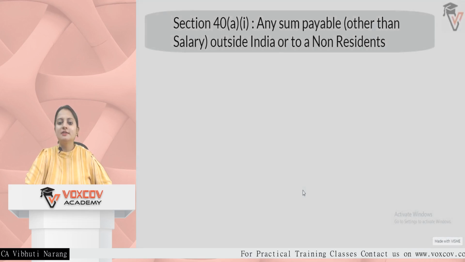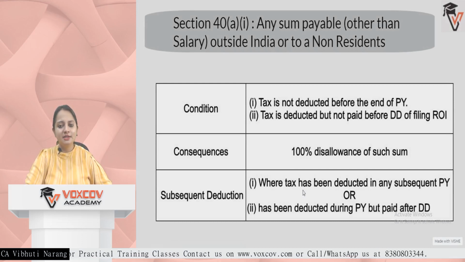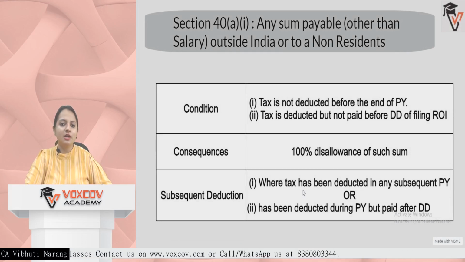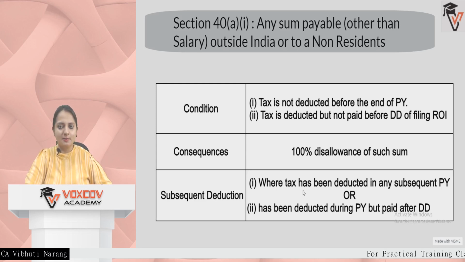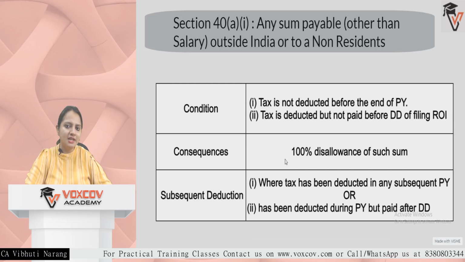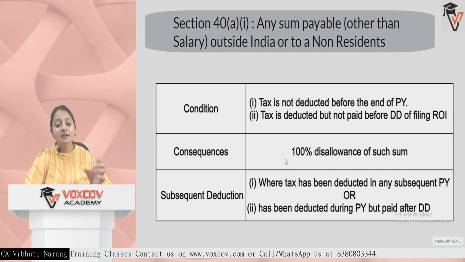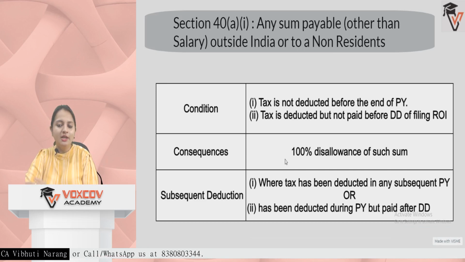Similar to this, there is a section which is 40A1, that is any sum payable other than salary to a non-resident or outside India. All the conditions are same, everything is same, except whenever such kind of consequence is there and the tax has not been deducted, then 100% sum is disallowed. So if there is any payment other than salary, it can be interest, royalty, technical service, anything you are paying to a non-resident, the consequence will be 100% sum will be disallowed in the hands of the deductor.